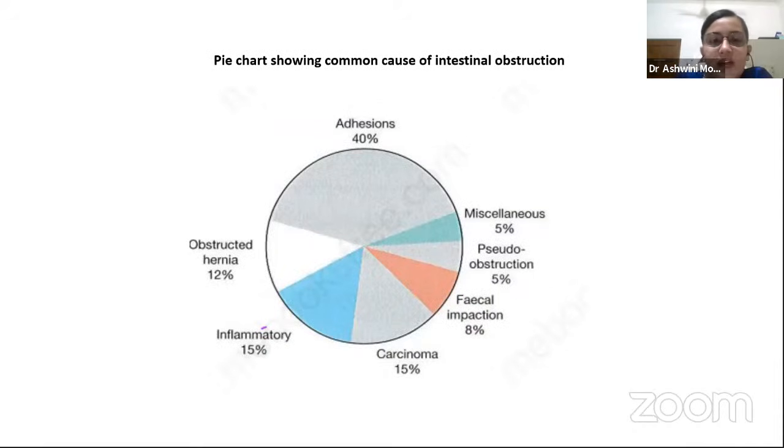Here I have shown a diagram, a pie chart of common causes of intestinal obstruction from most common to least common. So nowadays adhesions are the most common cause of intestinal obstruction. Others are obstructed hernia, inflammatory conditions, carcinoma, fecal impaction, as I said before, and pseudo-obstruction.